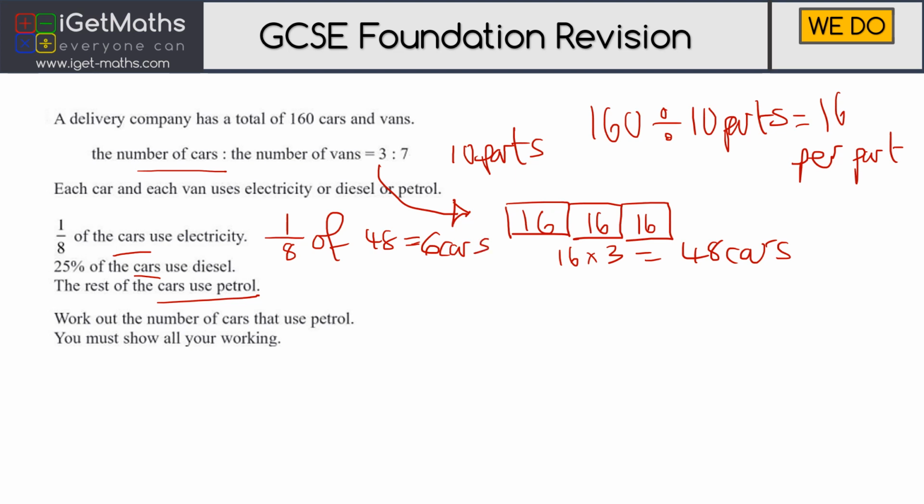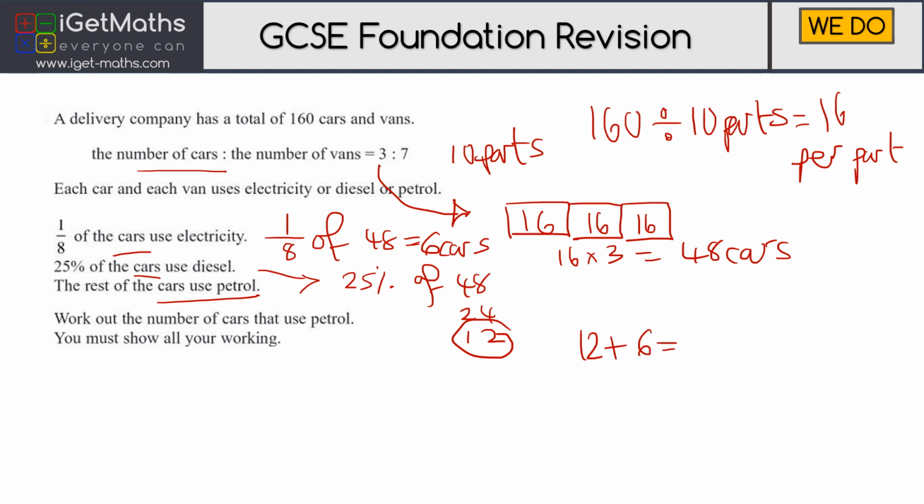Now we want 25% of 48. And we could just half this and half this again. So 48 halved would be 24. That would be 50%. And 24 halved would give us 12. So 12 would be 25%. So far we've got 12 plus 6 cars.